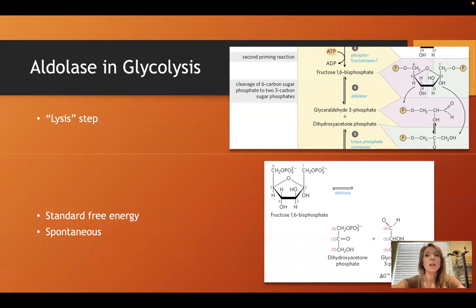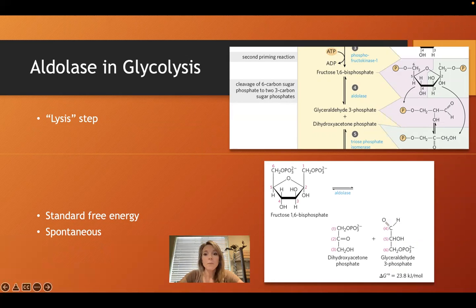Okay, so honing in a little bit more on step 4 of glycolysis. Let's take a closer look here at this top image here. This is the lysis step. So that's the breaking apart step that we talked about before. You can see it breaking apart right there. So fructose 1,6-bisphosphate is split into these 2 3-carbon molecules.